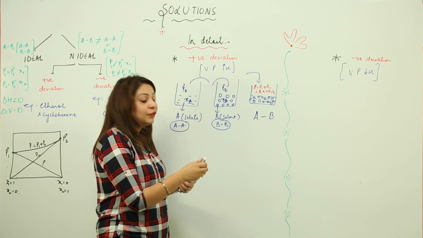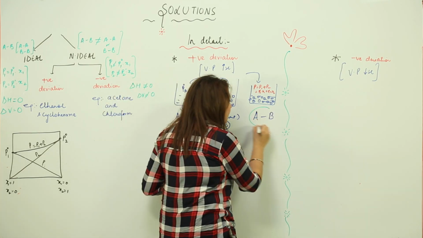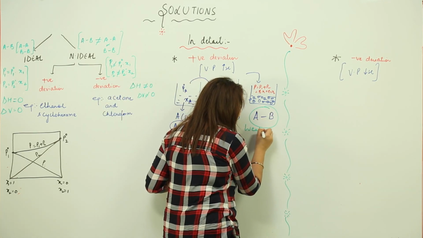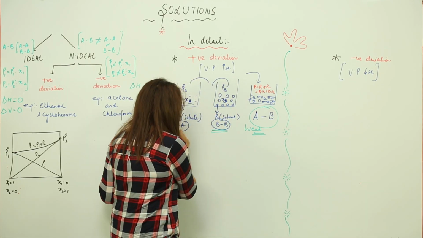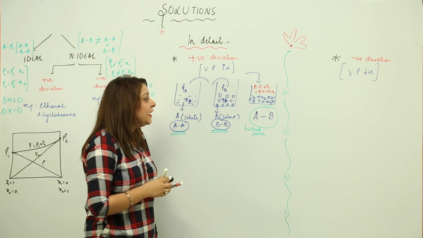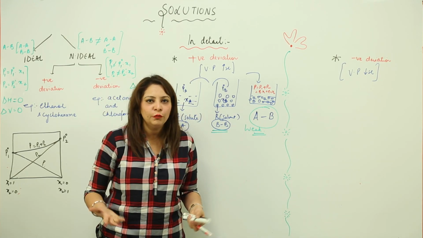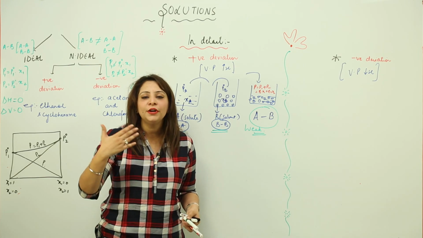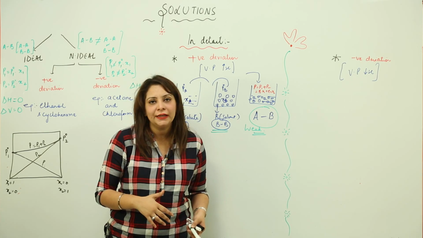So that means now if we compare the strength of the interaction, what we found is that AB is comparatively weak. That means it has a weaker interaction if we compare it with AA or BB. Now, if the interaction between A and B is weaker, what do you expect? What kind of behavior do you expect? Will the vapor pressure increase, or will the vapor pressure decrease?